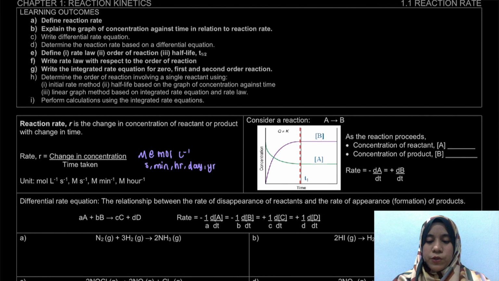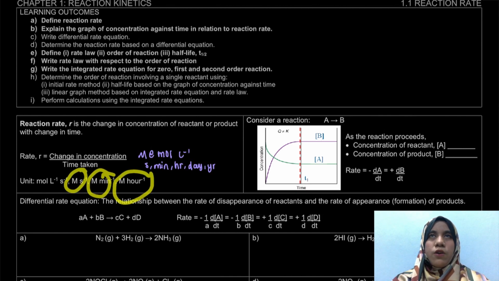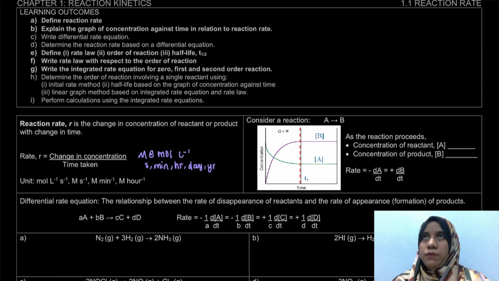Okay, so how about the unit? For the concentration, you can write mole per liter or capital M, it's fine, and divide by time. So for example, mole per liter per second, or capital M per second. It could be M per minute, M per hour, or based on the question, if the time given to you is day, you're going to write the reaction rate is molar per day. Okay, so that is the definition of reaction rate and the unit.